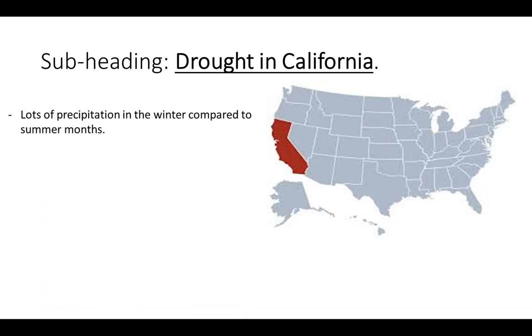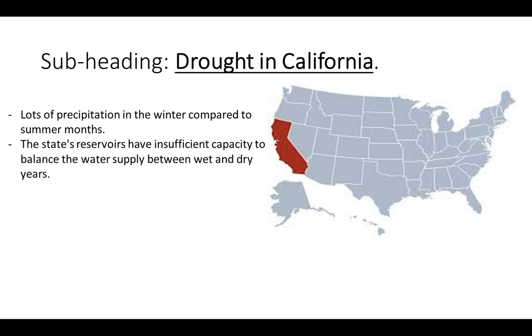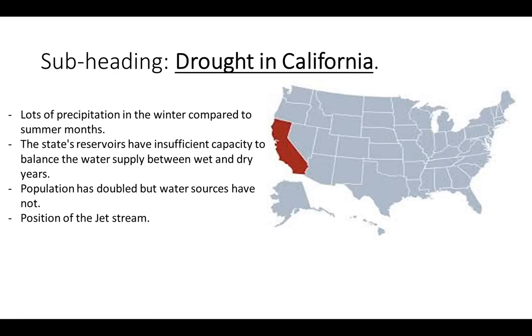There is very uneven precipitation in California. It's not distributed evenly at all. Some years are very wet, some are very dry, and certainly from summer to winter there is a big disparity. It can be very hot in the summer and quite wet in the winter. As a result, there aren't enough storage areas for water. The people can't store enough water between the winter and the summer to balance out the inconsistencies. What's more, the population has doubled, but water sources have not. They've remained the same. So we've got more people living in an area and no additional water being added.